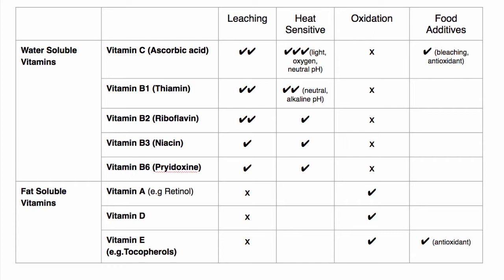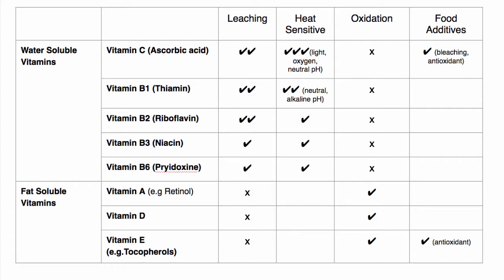Another thing to consider is their heat sensitivity. So all the water-soluble vitamins are more sensitive to heat than the fat-soluble vitamins. And that being said, there's sort of a rank. So vitamin C is the most sensitive, in particular to heat, light, oxygen, and a neutral pH altogether. So if you can take away the light, if you can take away the oxygen, if you can reduce the heat, if you can actually have that food product be acidic, you'll have less vitamin C loss.